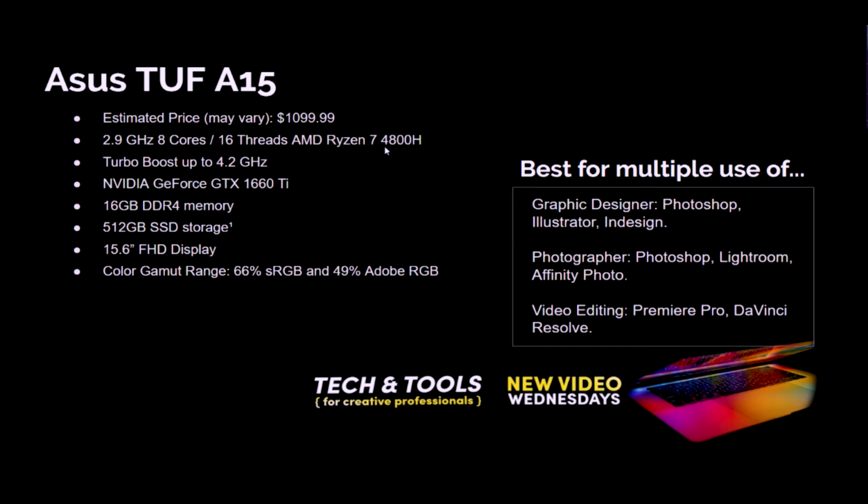It sits at around $1,099 with the AMD Ryzen 4800H processor, 8 cores and 16 threads, with a base clock of 2.9 and a turbo clock of 4.2, with the GTX 1660 Ti. This is a really solid setup. Had some really great benchmarks in Premiere Pro and DaVinci Resolve, especially with the new HEVC encoding from Premiere Pro. It comes with 16 gigs of RAM and a 512 gig solid state hard drive, but one of the things people were complaining about was the color gamut range. It has a fairly low color gamut range for this laptop, so just keep that in mind.